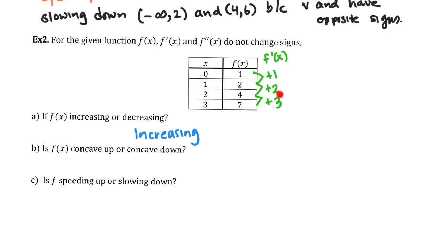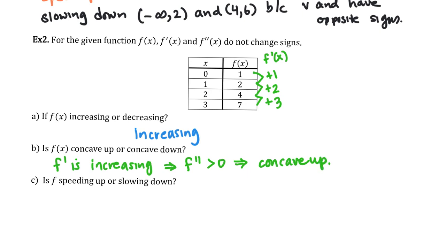So it's definitely increasing, but it's increasing at an increasing rate. Because it was going up by 1, now it's going up by 2, now it's going up by 3, which means that f prime is increasing, which tells me that f double prime must be positive, which tells me concave up.